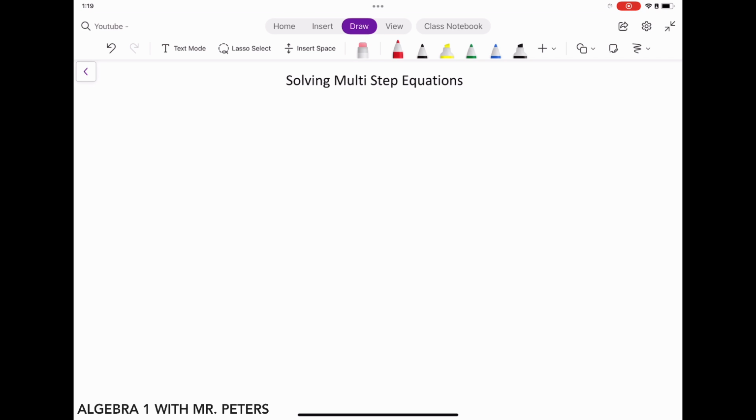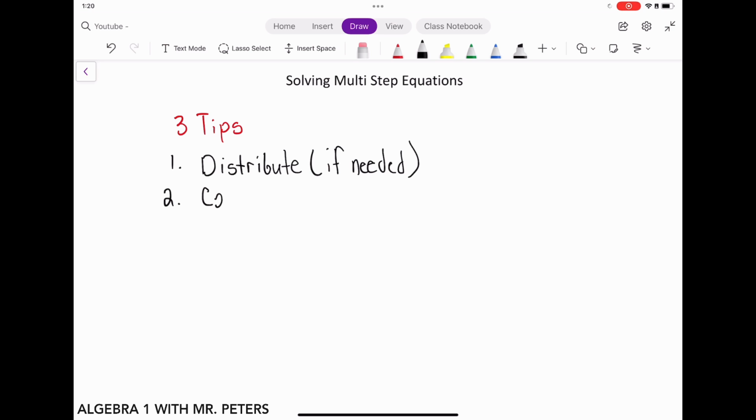All right. So tip number 1, when we see these multi-step equations, we need to distribute if needed. After our first step, the second thing we want to do is focus on combining our like terms. And the last and absolute final step is going to be solve for the variable. I'm going to use these 3 tips to solve the problems for today's lesson.